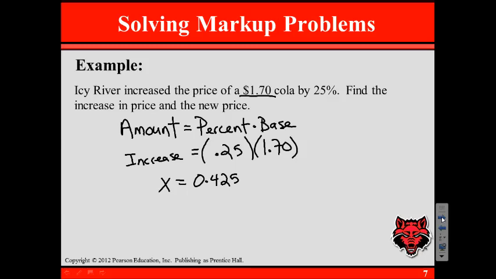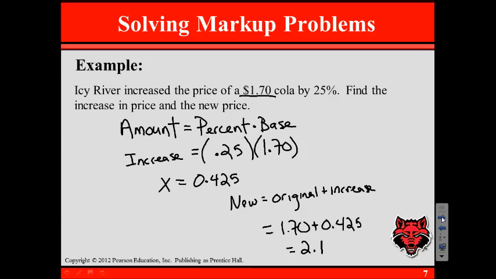To find the new price, we take the original, so the new will equal original plus increase. So the new will equal $1.70 plus 0.425. Well, if we add those together, 0.425 plus $1.70 gives us 2.125. Now remember, we're talking about money, so it would make the most sense to round to the cents place. So let's take this and round it to 2.13.